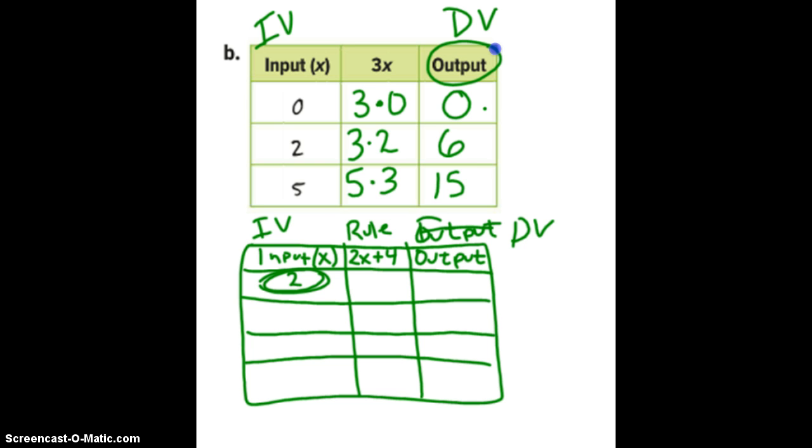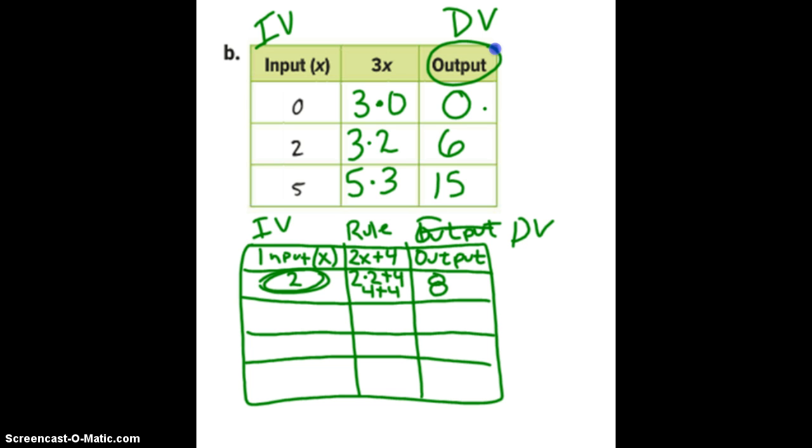Now, your order of operations still apply. Every time you have multiple operations, you must apply the order of operations that we have learned, PEMDAS. So we are going to do 2 times 2 plus 4. So I'm going to multiply first to get 4 plus 4 to get the output of 8. Again, I just took this 2 and replaced it for the x value.